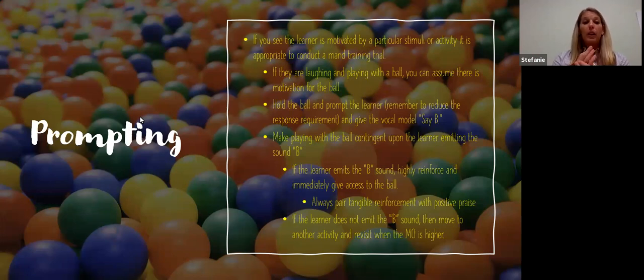We're always going to pair the tangible reinforcement with positive praise. Anytime we give them access to the item, we give specific verbal praise and tell them what we loved about what they just did. "I love that you just used your words. Good job saying "buh." I loved hearing your sounds. Here's your ball." So we're pairing the tangible with the social, so that we become a conditioned reinforcer for our learners.